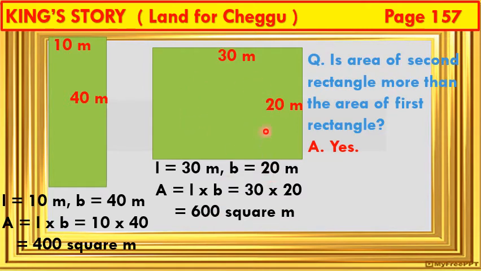Now the question is, is the area of second rectangle more than the area of first rectangle? Answer is yes. The area of second rectangle is more than the area of first rectangle, since area of second rectangle is 600 square meters, whereas the area of first rectangle is 400 square meters.